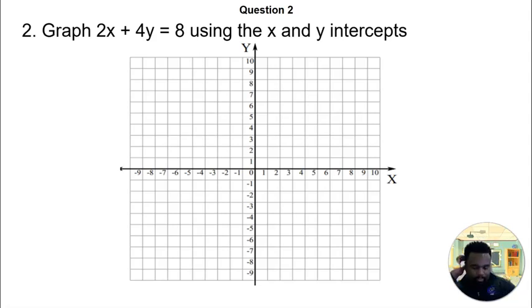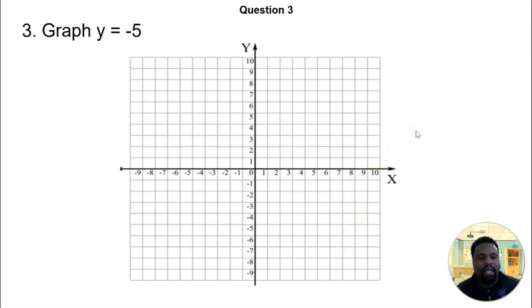So when y is 0, x will be 4. All right, and then the other way around, substitute 0 for x to find your y-intercept. So 2 times 0 plus 4y equals 8. 2 times 0 is 0, so leaving you with 4y equals 8, and y will equal 2. So your y-intercept will be 2. So when x is 0, y is 2. So your x-intercept is 4, your y-intercept is 2. You connect those two together. It will be a negative slope. All right, so your graph will look something like this.